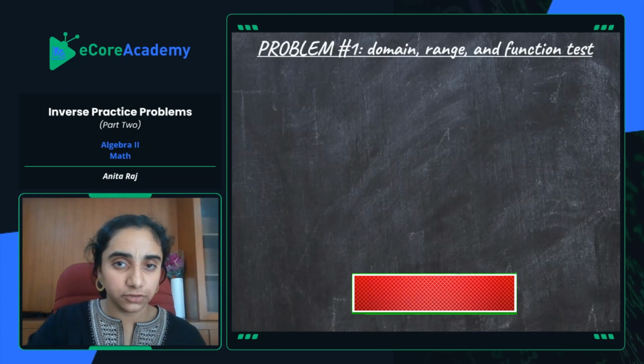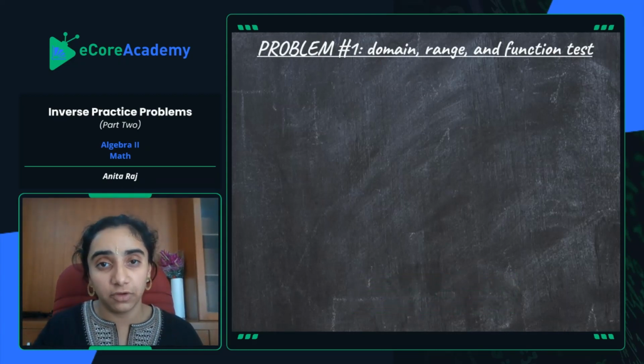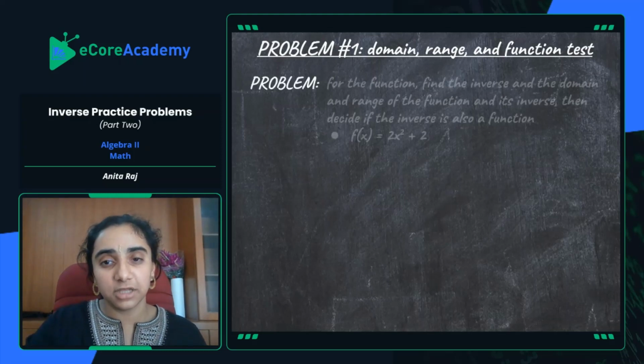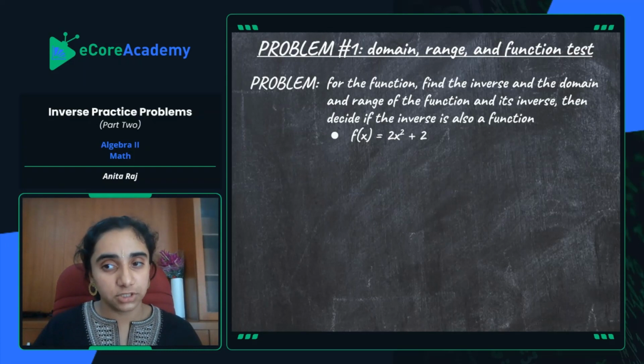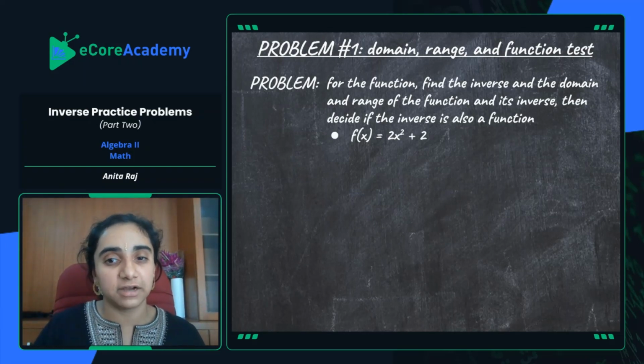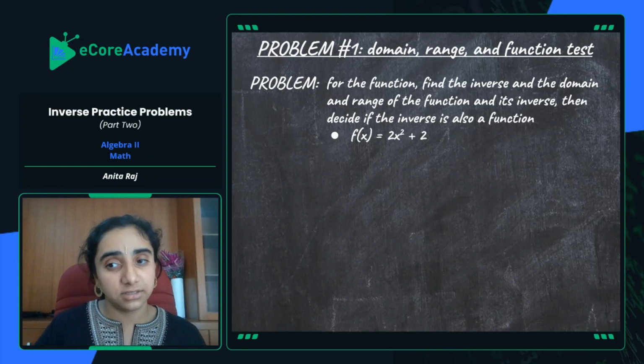So we're going to start with our first practice problem, and the first practice problem is on domain, range, and then we're going to do a function test. The problem itself is, for the function that we're going to be looking at, find the inverse first. The function is, as you can see at the bottom with a bullet next to it, f of x equals 2x squared plus 2. So we're going to find the inverse of this function. Then we're going to find the domain and range, so the set of x values and y values that belong in this function and its inverse.